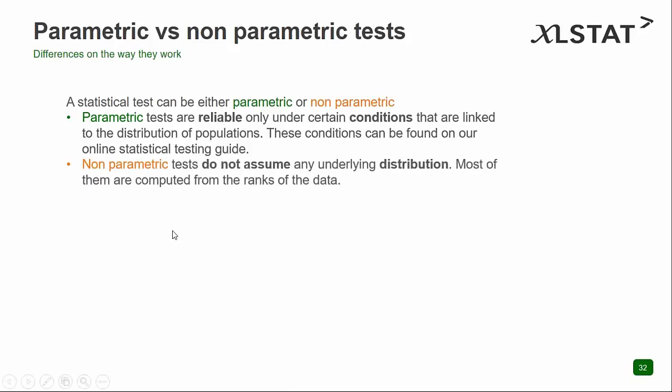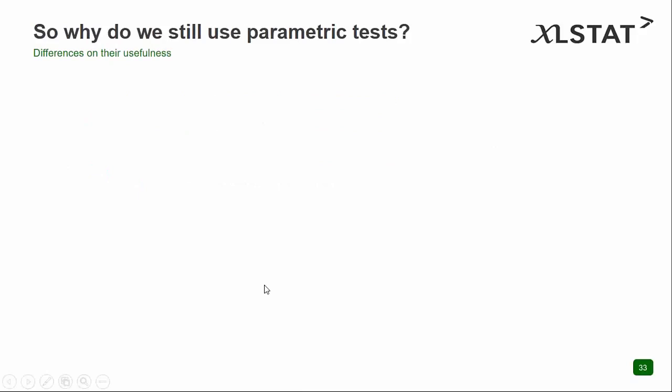Whereas non-parametric tests are more universal. They can adapt to a wider range of situations. They do not assume any underlying distributions, and most non-parametric tests are computed from the ranks of the data. So non-parametric tests are more general, more universal, and parametric tests have their non-parametric equivalents. One question you may ask is, why do we still use parametric tests and bother ourselves testing and verifying assumptions? Why don't we just systematically use non-parametric tests? The answer to this question is in the following slide.